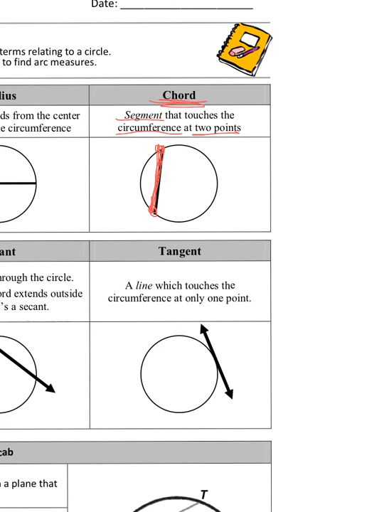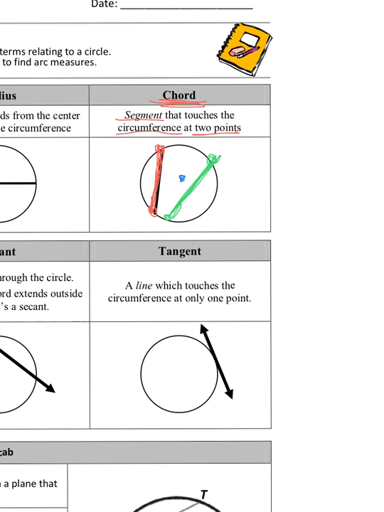So that could be a chord, and if I have an endpoint here, this right here in green could be considered a chord. Technically, the diameter is a chord. It's just a special type of chord in which it goes through the center of my circle.